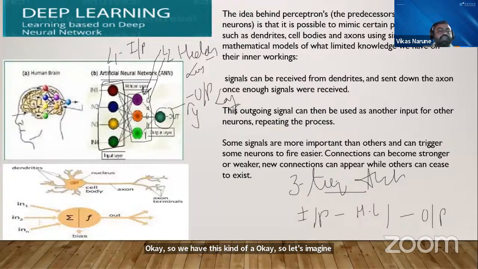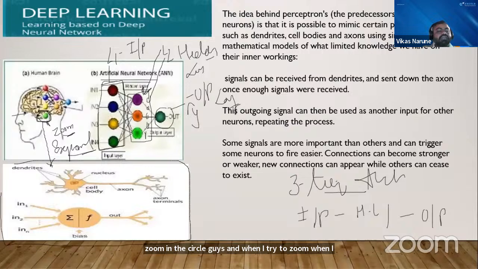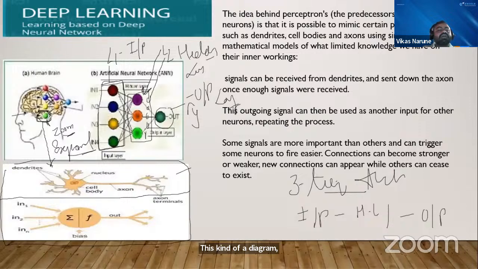Out of this human brain, let's take the example of one human cell. This circle I'm taking, I'm going to expand here and zoom in on. When I zoom in, this kind of diagram will be shown. This first part is the zoomed-in version of this one single neuron, and we'll try to understand how the human brain works.